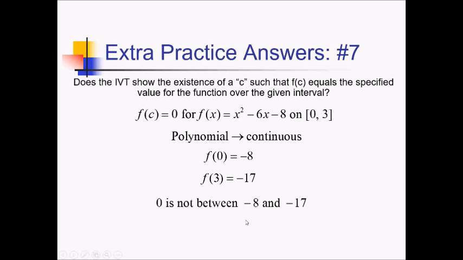That means the IVT does not apply to this problem. We're not guaranteed to pass through 0. We're starting negative, we're ending negative. It's possible we pass through 0, but we can't guarantee it with the IVT.